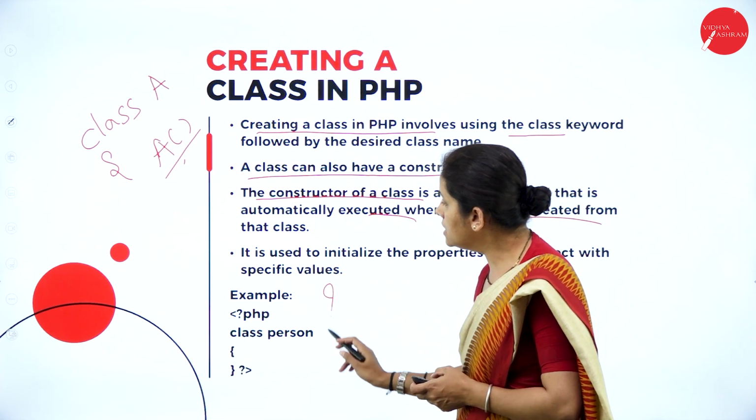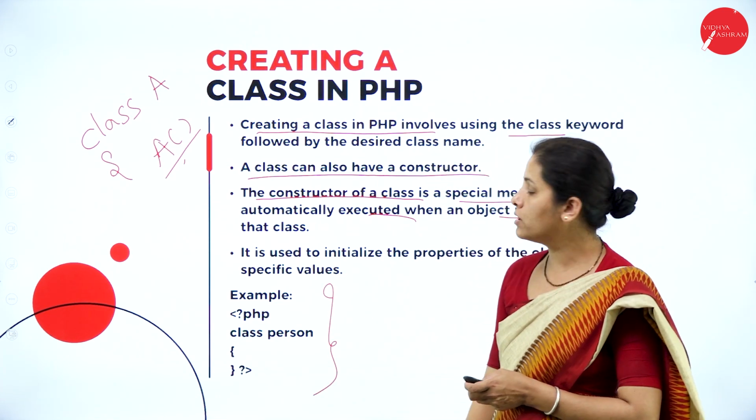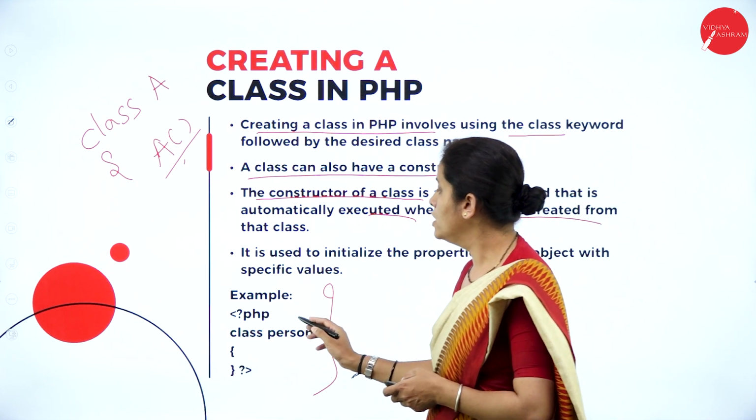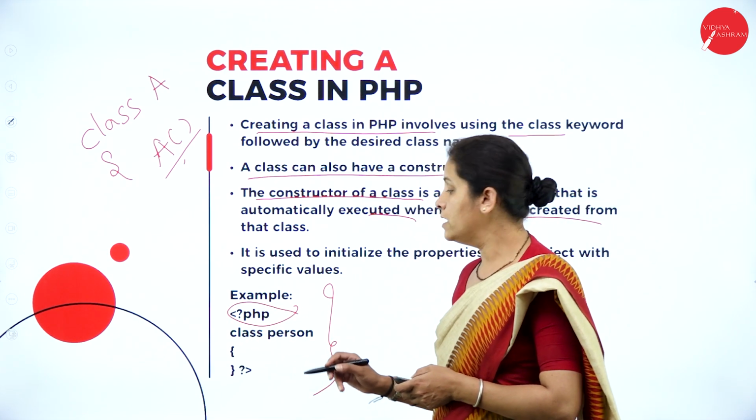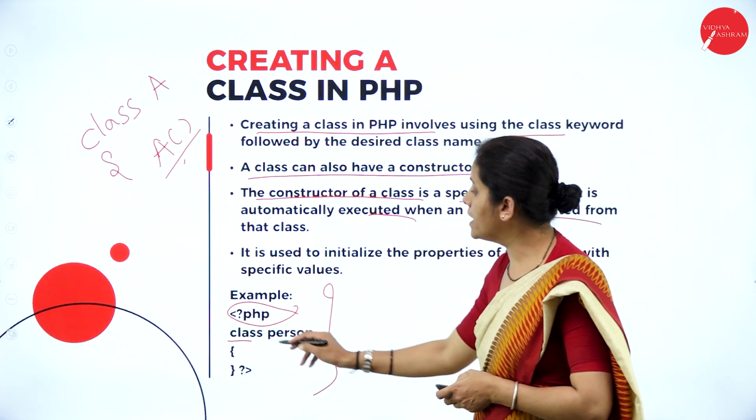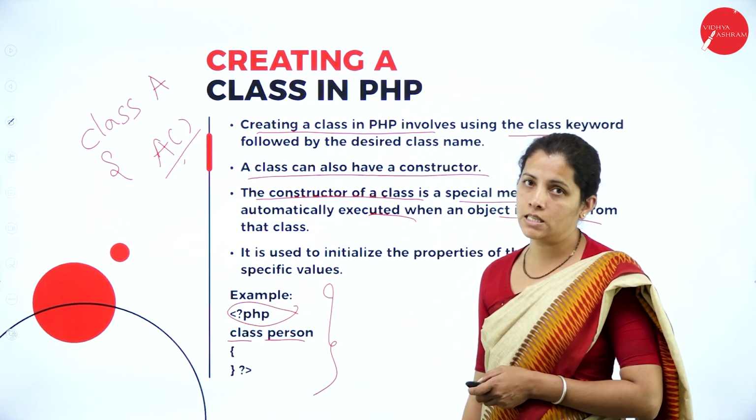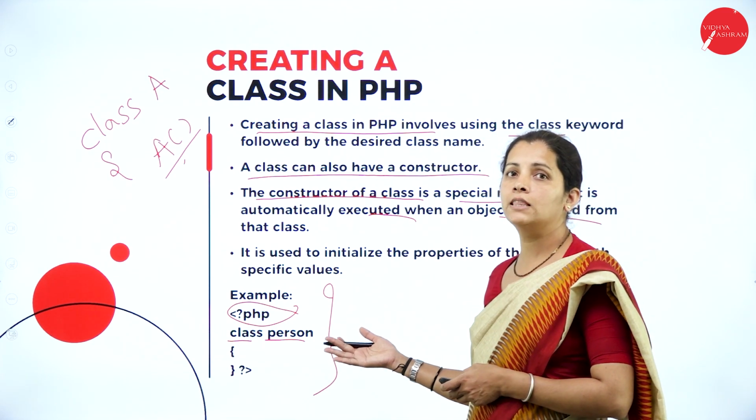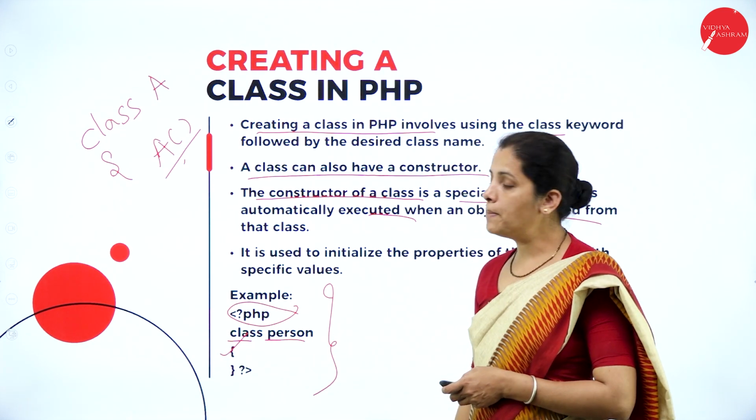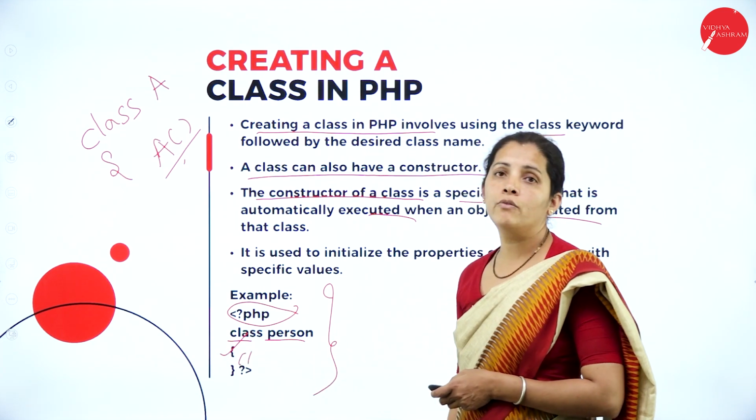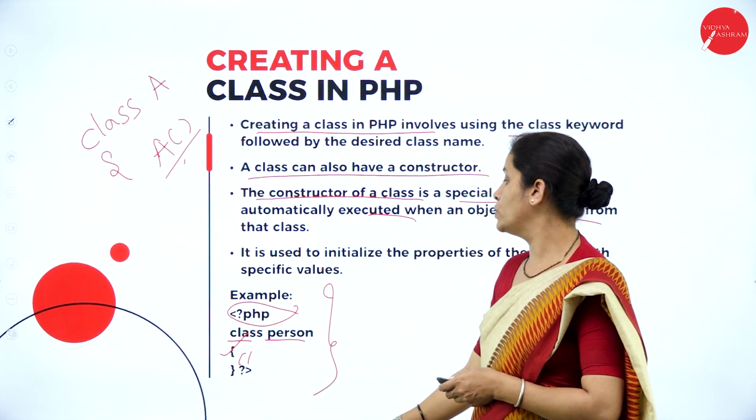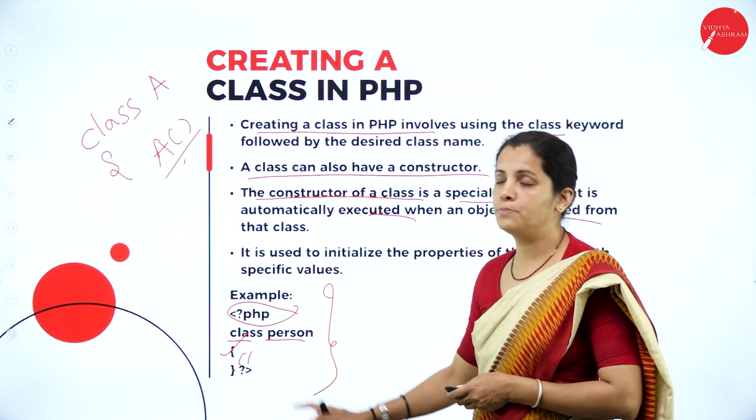So if I consider this one, this is the example for the class, how I can create a class in PHP. I'll start with PHP, and I'll write the keyword class, and here person is nothing but the class name. What kind of class name? It is the user defined class name. Start with the curly bracket, and I can have the set of statements, and then close the curly bracket. At the same time, I'm going to close this script, that's nothing but the PHP script.